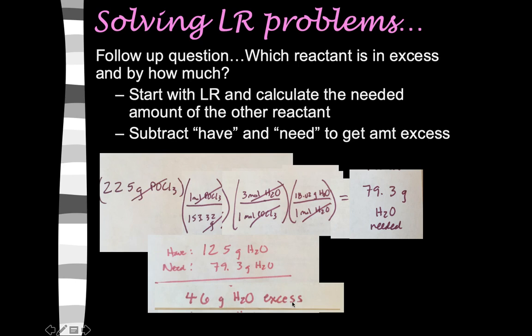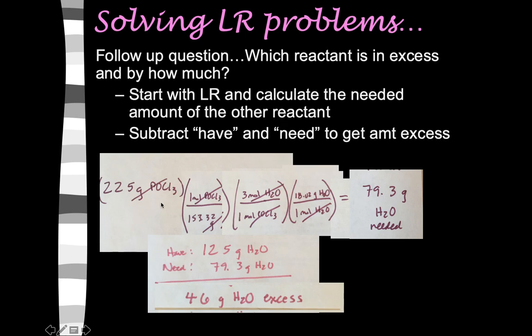All right, why is that useful? Well, if I was using a reactant that was really expensive or really dangerous, why would I measure out 125 grams if I only needed 79.3? So if I have 46 extra, why would I want to do that? It could be wasteful, it could be dangerous. And so that might be why I would care about this little follow-up question.